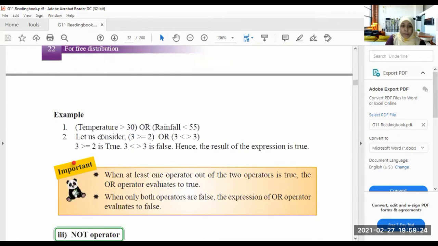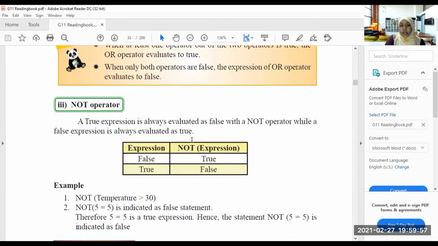So here, temperature greater than 30 or rainfall less than 55. If either one is true, then it would be true. Here also, let us consider 3 greater than or equal to 3, it is true, or 3 not equal to 3, it is false. But the output would be true because one of the expressions is true. Okay, right. The next one, the NOT operator.